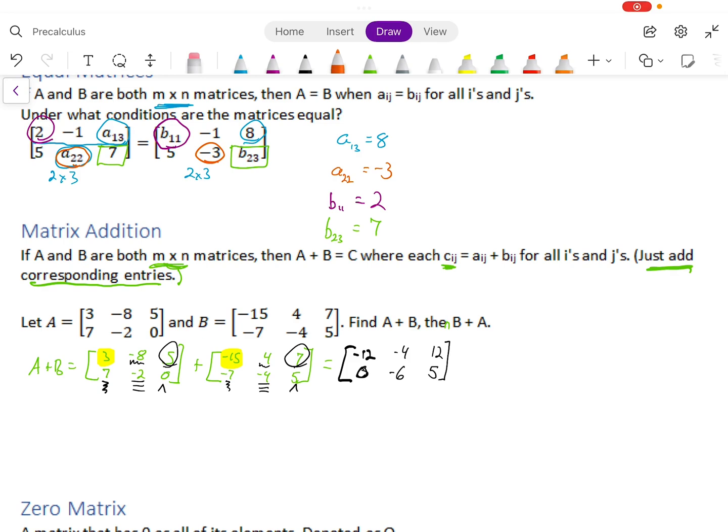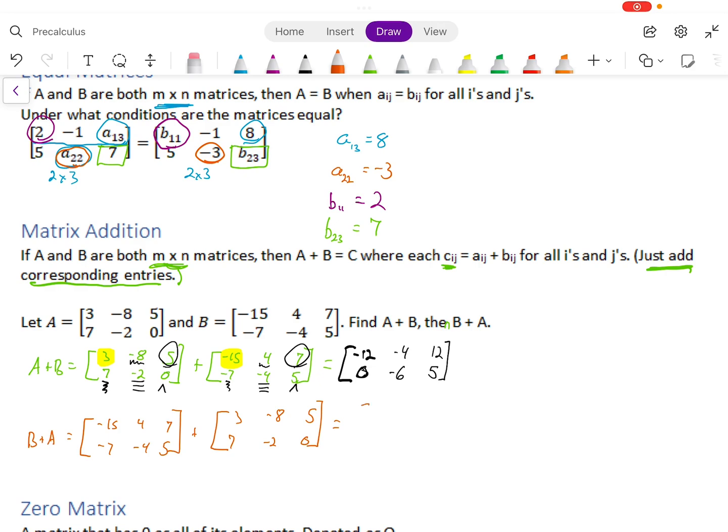It also asked us to find B plus A. So I'm going to do B plus A, so negative 15, 4, 7, negative 7, negative 4, 5, plus A. It seems like this should equal the same thing. And it does, because addition is commutative. Addition for matrices is commutative.